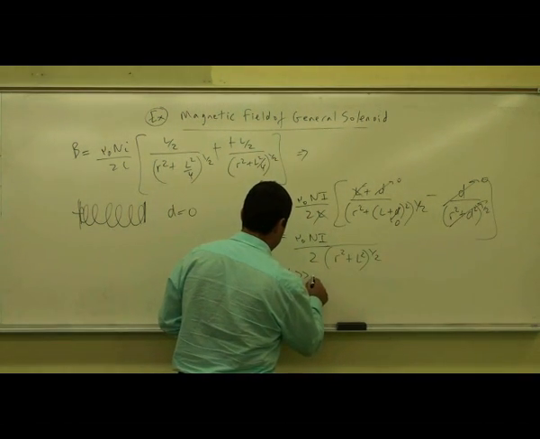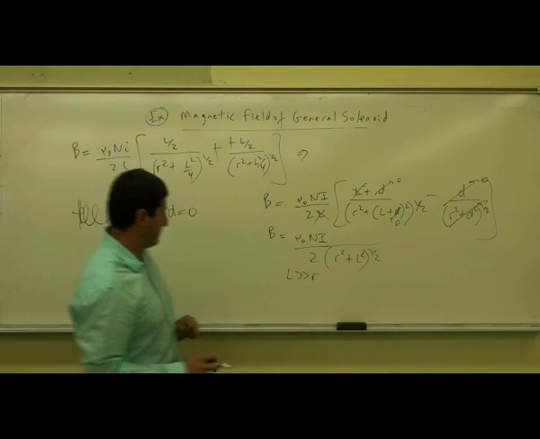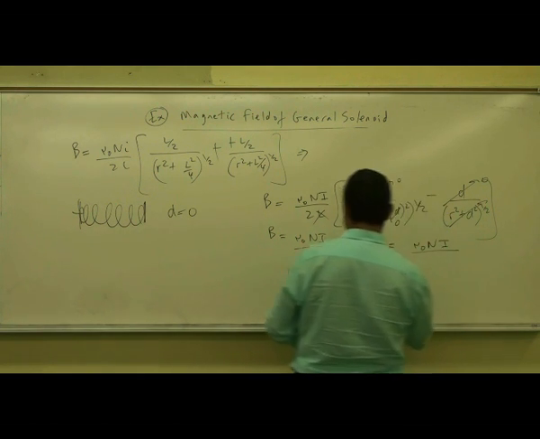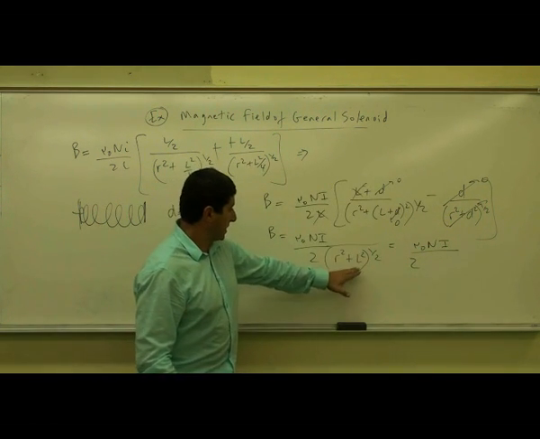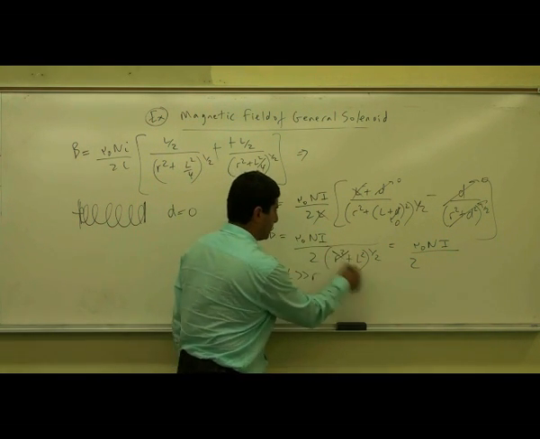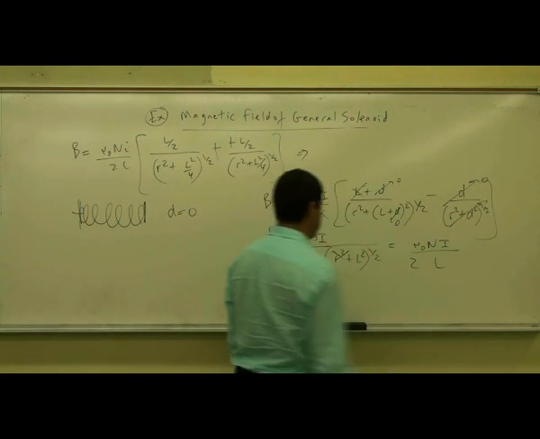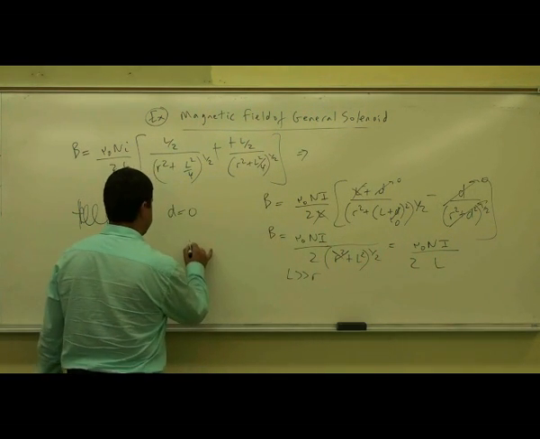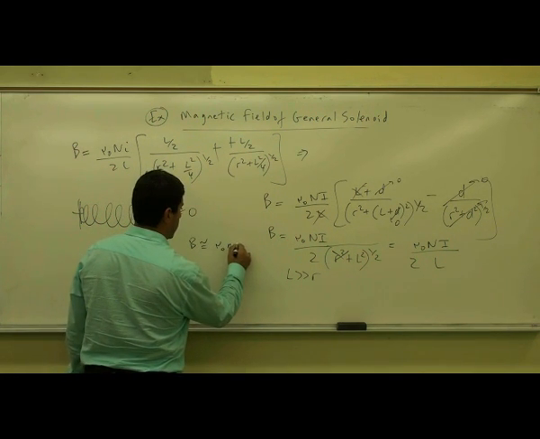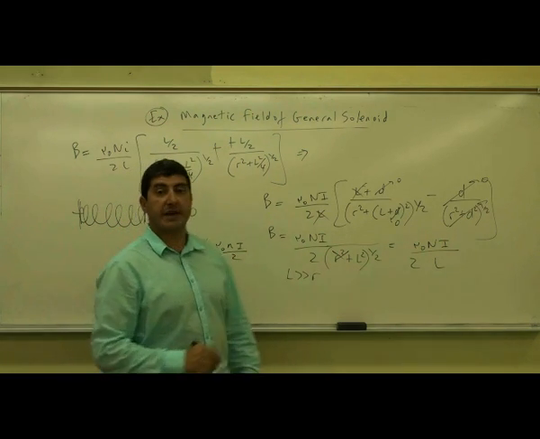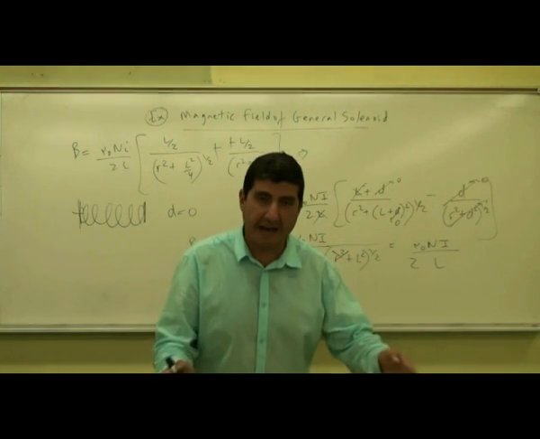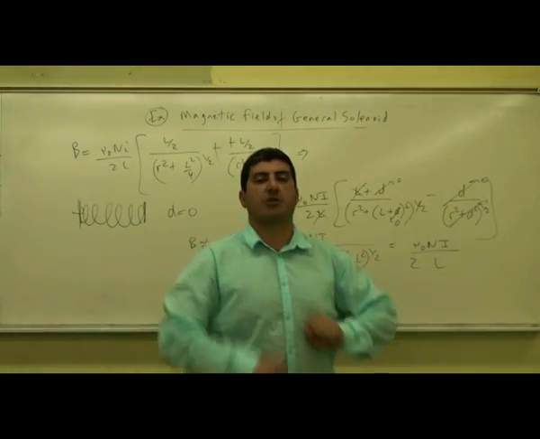L is much, much bigger than R. So what happens to this? Mu 0 Ni over 2. Again, the L dominates the R, so it just ends up being the square root of L squared, so this thing disappears. Now it ends up being L. So basically this means that the magnetic field is approximately equal to mu 0 little n I over 2. So the magnetic field at the edge of the solenoid, if it's long enough, can be approximated to be about half of the magnetic field at the center of the solenoid.